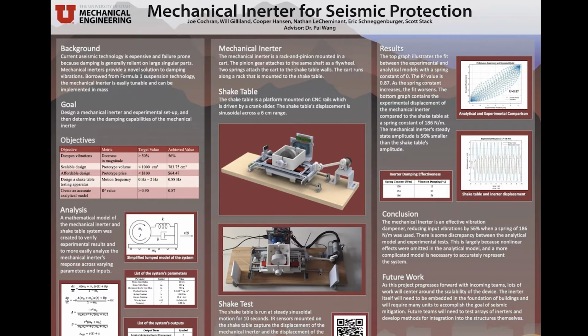$64.47. Number 4 was to design a shake table with a target value of an operating frequency of between 0 and 2 hertz. We achieve this value at 0.88 hertz. And number 5, to create an accurate analytical model with a target value for the R-squared value of 0.9. This value measures the variance in experimental data relative to the analytical model. We did not achieve this value, with our R-squared value being 0.87.